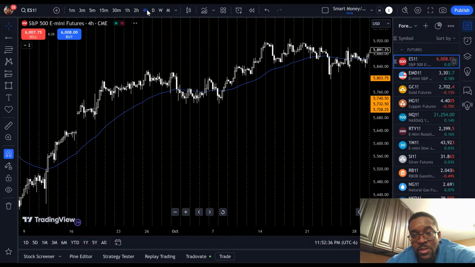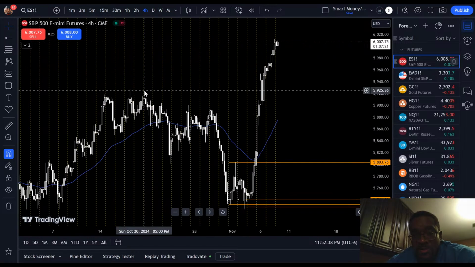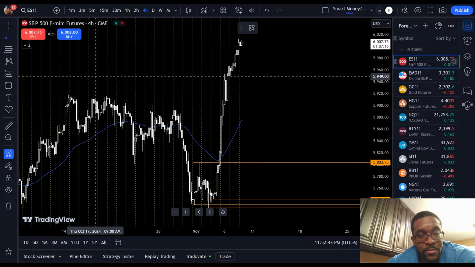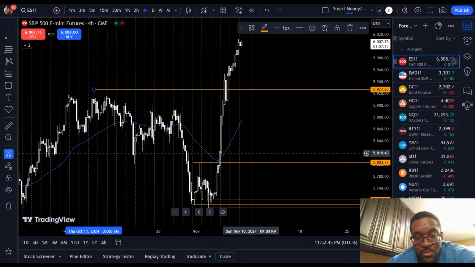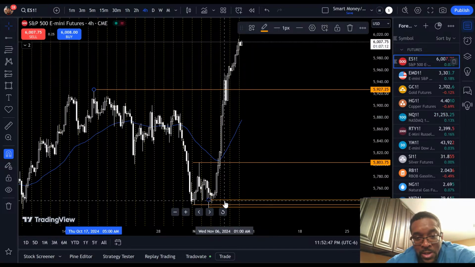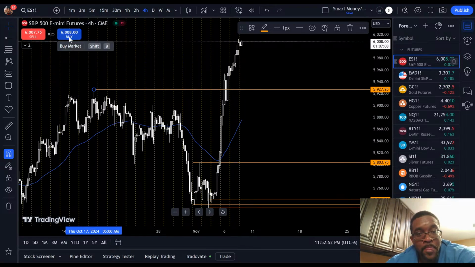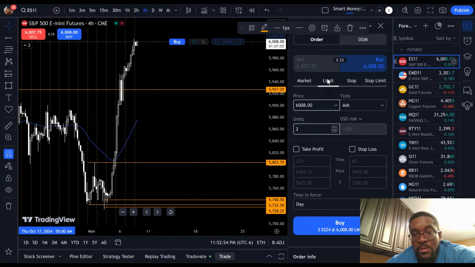So it sounds like my son is home from the football game. So let me show y'all. I'm going to go from the order block, from right here at 5740.9. So I'm going to do a buy limit.